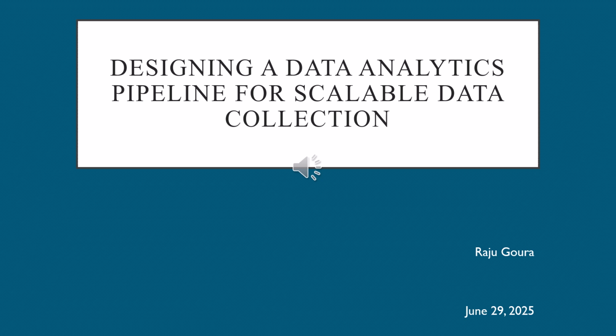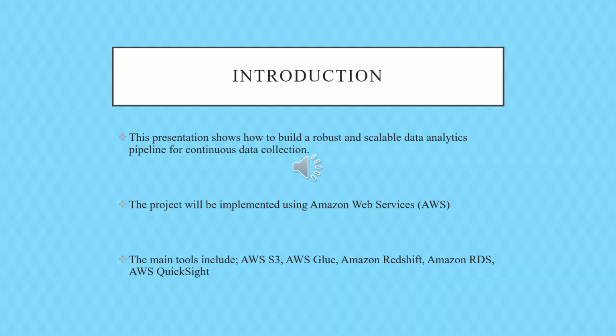My name is Raju Gura, and this work was completed as part of my coursework in cloud computing and data analytics. The main goal of this project was to design a robust, scalable data analytics pipeline for continuous data collection and processing. I used Amazon Web Services, or AWS, and key tools including S3, Glue, Redshift, RDS, and QuickSight to achieve this. Each of these components plays a vital role in data ingestion, transformation, storage, and visualization.